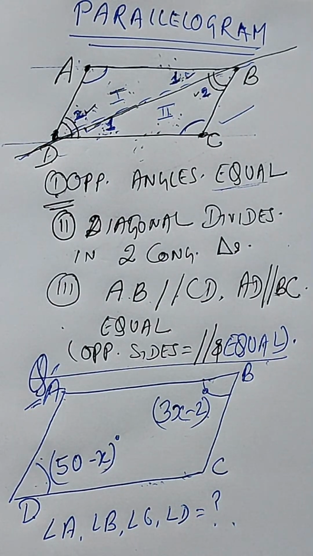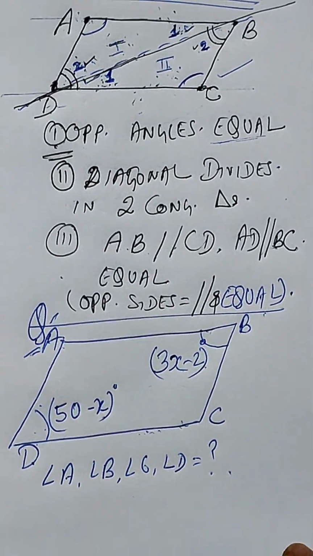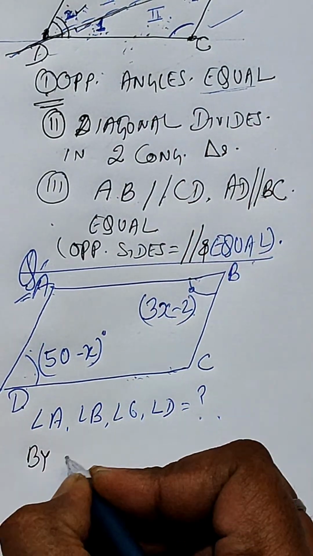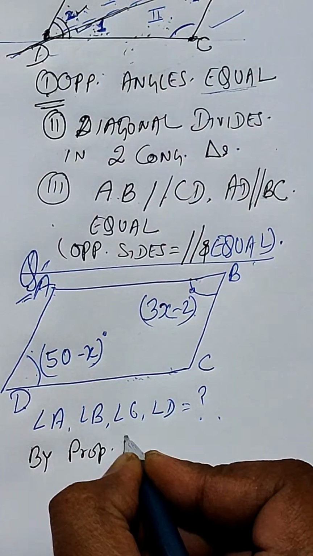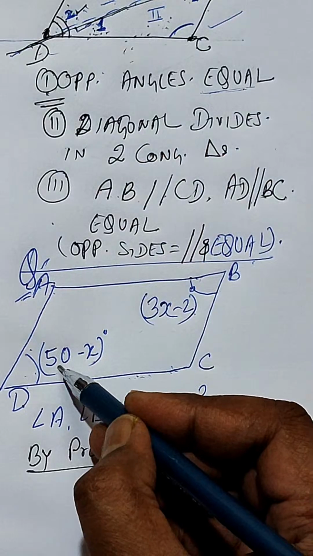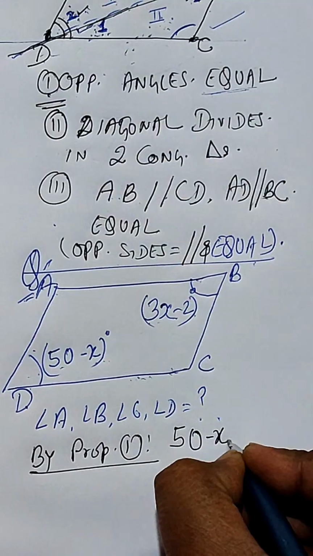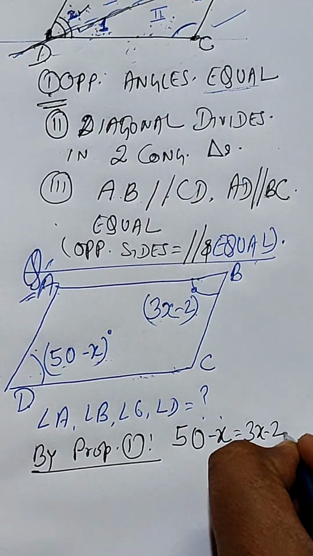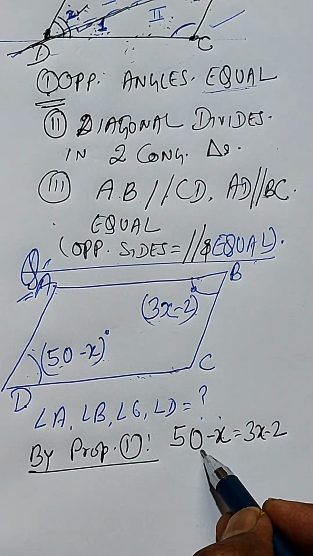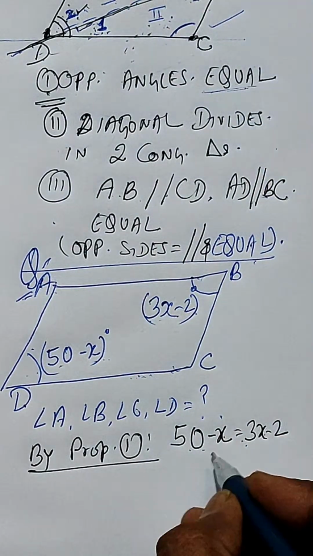So in this way we can write by using property 1, opposite angles are equal. So 50 minus x equal to 3x minus 2. We can write 50 minus x equal to 3x minus 2, right? You can see this is a linear equation, one variable only, x and x, right? So just solve it using this theorem 1, that is opposite angles are equal.